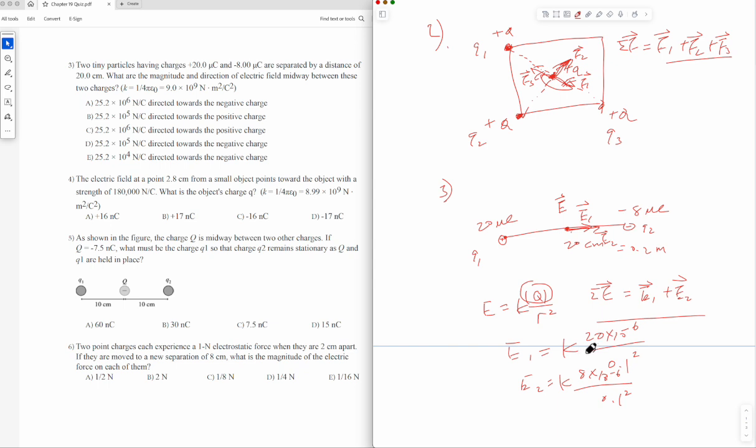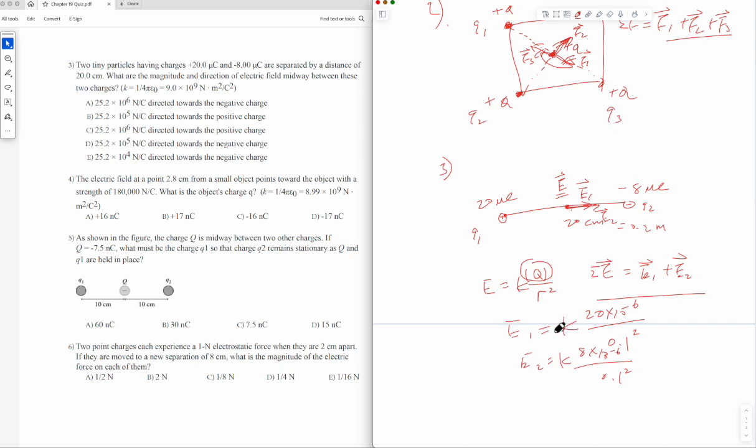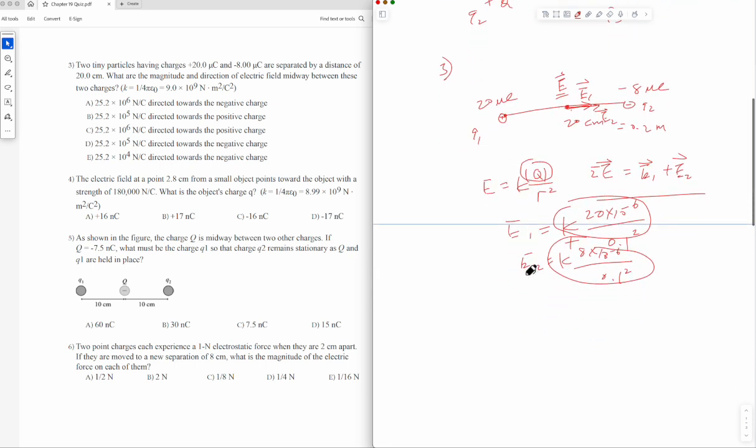So the net electric field will point towards the negative charge, and for the magnitude, you just add these two together. Use a calculator, you can figure this out. All right, number 4.